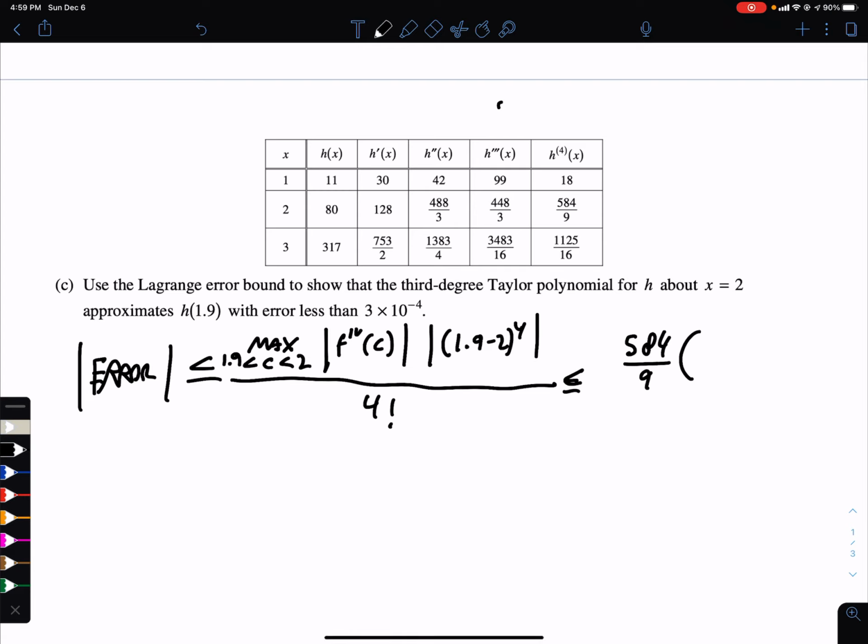1.9 minus 2 is negative 0.1, but the absolute value is 0.1 to the fourth, all over 4 factorial. And we want that less than 3 times 10 to the negative 4. So that's it. We're done. If you want to simplify that, I guess you could, but we should be fine without simplifying, as long as we plugged in the right numbers, which we did. So that's it.